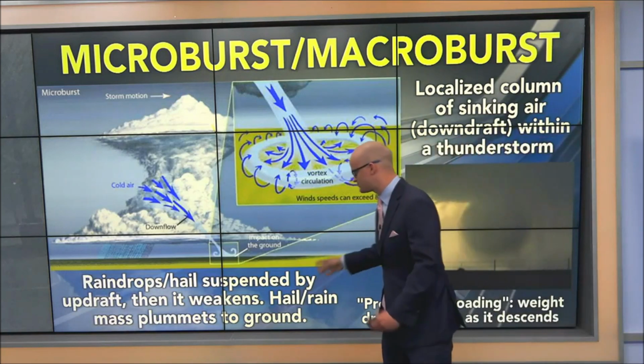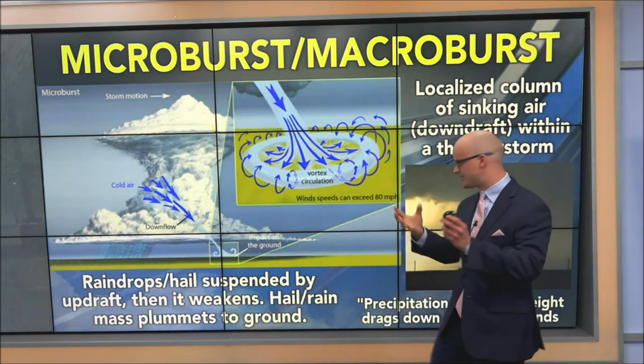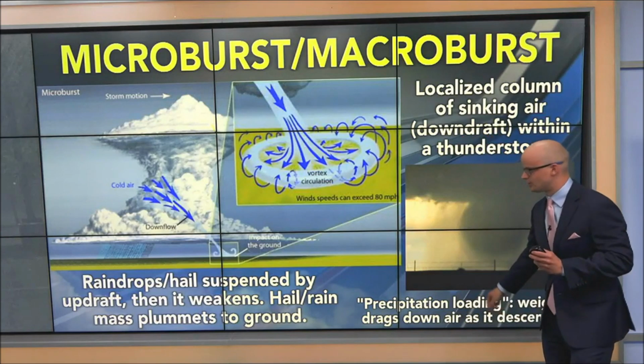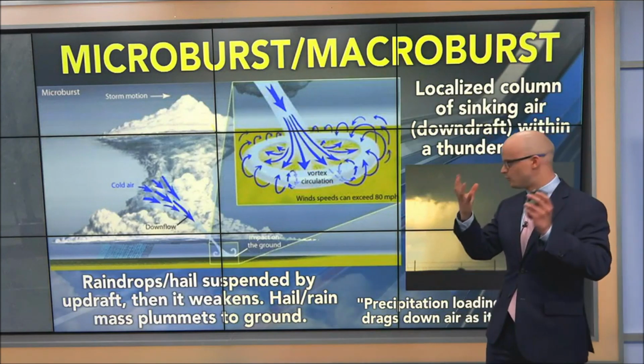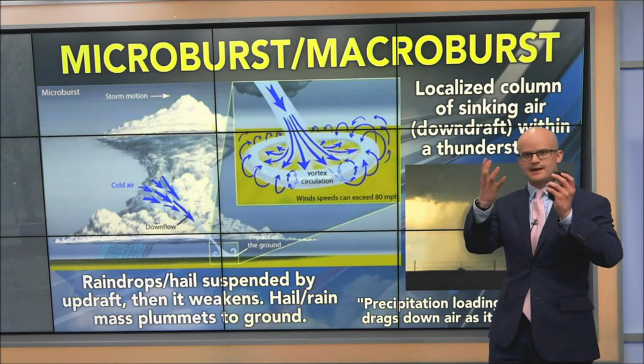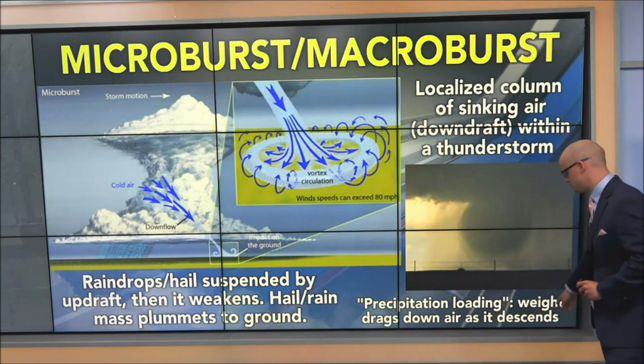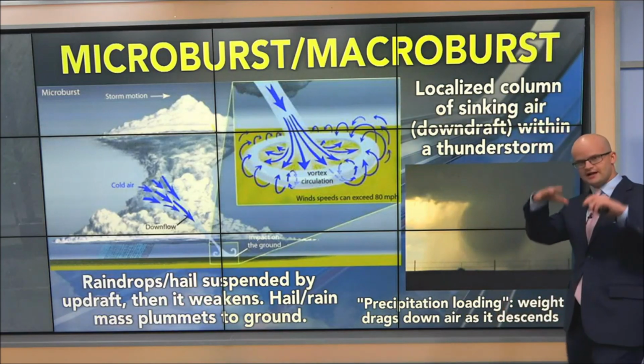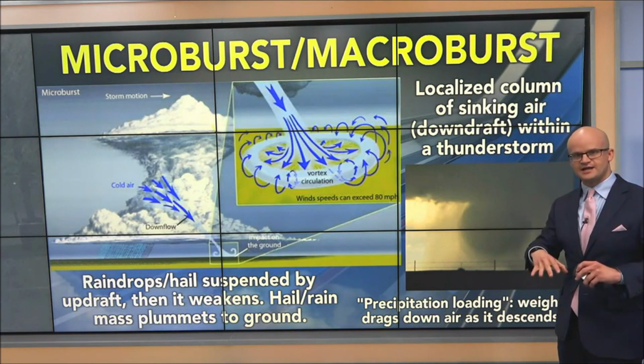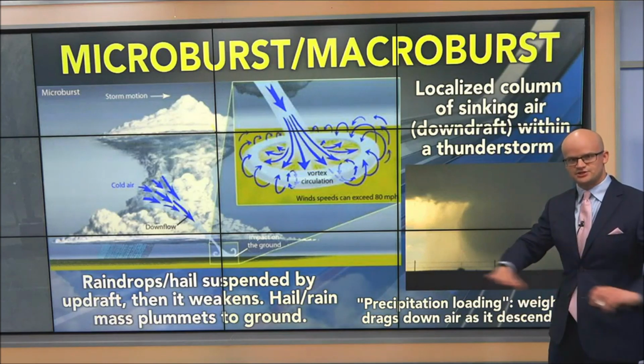So the raindrops or hail is suspended in that updraft. It's what's called precipitation loading, and as that updraft weakens, the hail or rain, that mass, plummets down to the ground. So the weight drags all of that air down with it once the updraft can't support it, and it impacts the ground and spreads out in all directions.